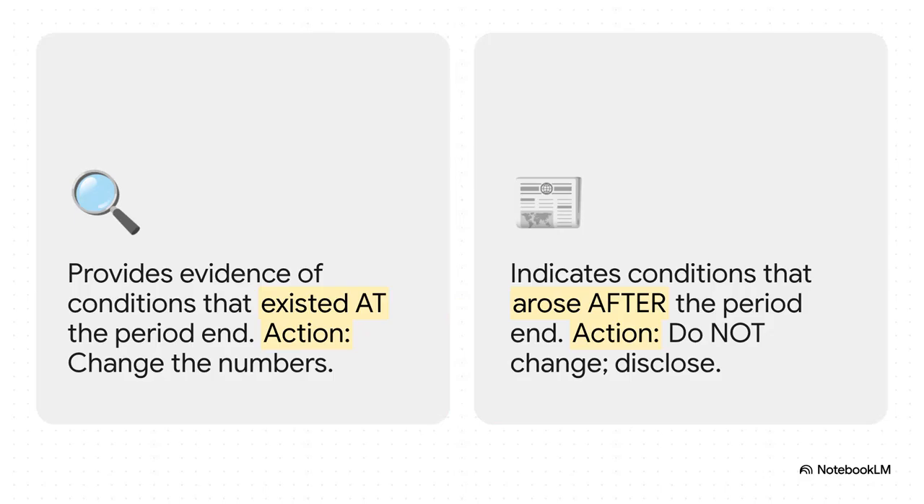And here are those two roads laid out for us. On one side, you've got adjusting events. These are clues about the past. If the answer to our big question is yes, then you have to go back and actually change the numbers in the financial statements. But on the other side, you have non-adjusting events. This is news about the future. If the condition wasn't there at year-end, you absolutely do not change the numbers. You might have to write a note about it, which we'll get to.